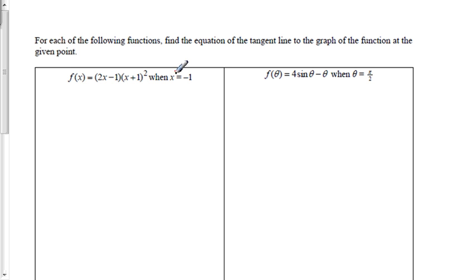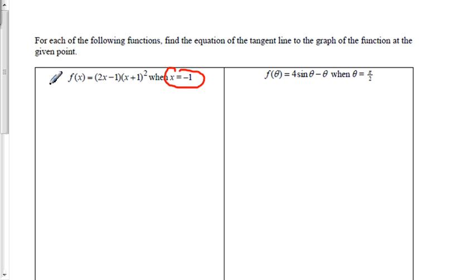For example, x equals negative 1. I substitute that into the original function, so I'll get the point of tangency. I get the slope of the tangent line by substituting this value into the derivative, because the derivative represents the slope of the tangent line. And once I know a point and a slope, I can use the point-slope form of an equation of a line and find the equation.